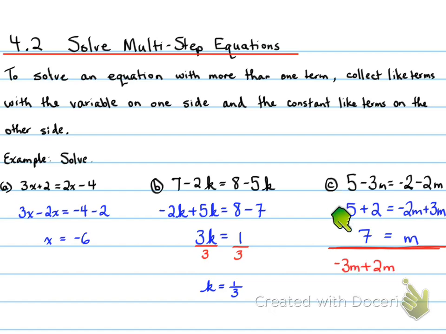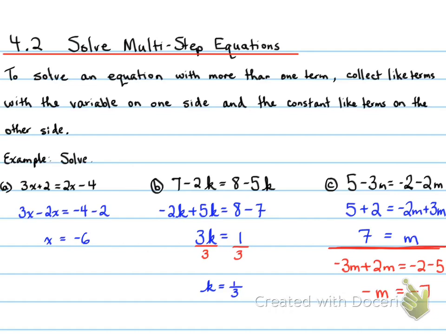Another way to do it, remember earlier I talked to you about letters left, numbers right. This time I'm going to show you where the letters are on the left and the numbers are on the right. So with letters left, you get negative 3m plus 2m is equal to negative 2 minus 5. That is letters left, numbers right. And negative 3m plus 2m is going to give you negative m equals negative 7.